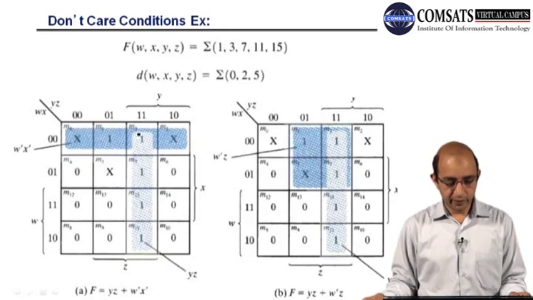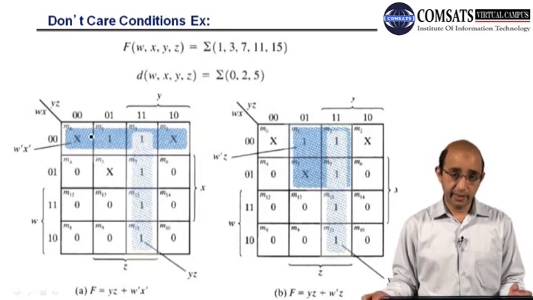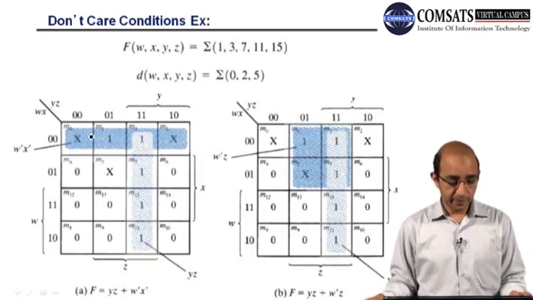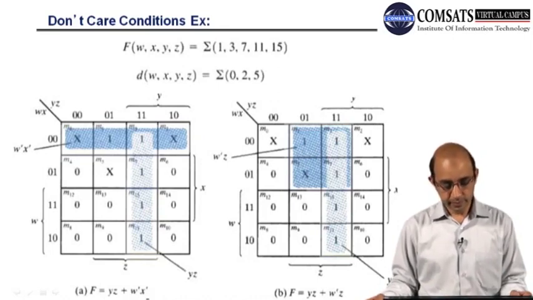So you can see that we can have this horizontal line by grouping, and then we can have this vertical column again by grouping those ones, right? So you can have YZ plus W bar X bar. So we can have W bar X bar, right, and YZ, right.